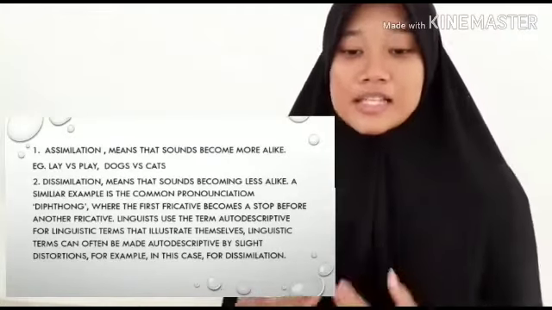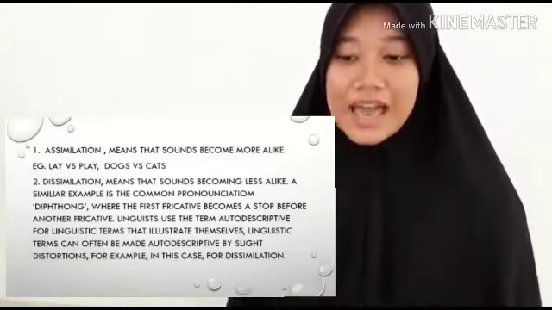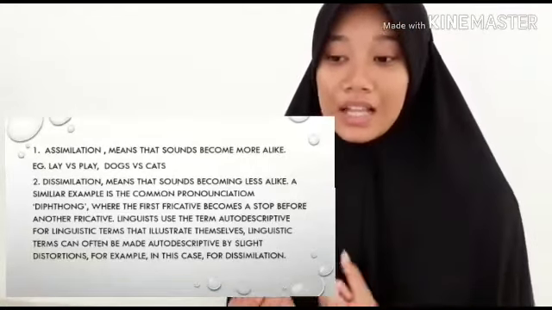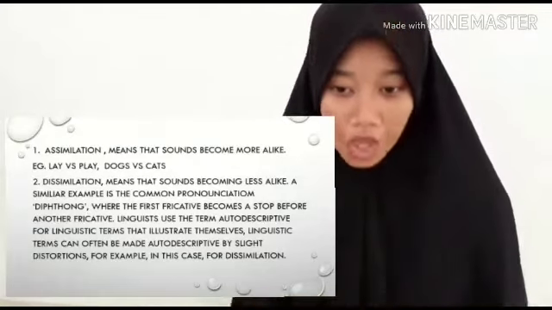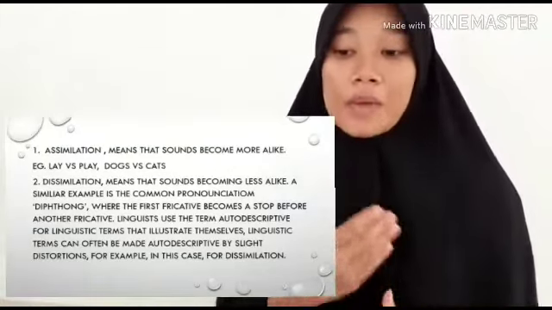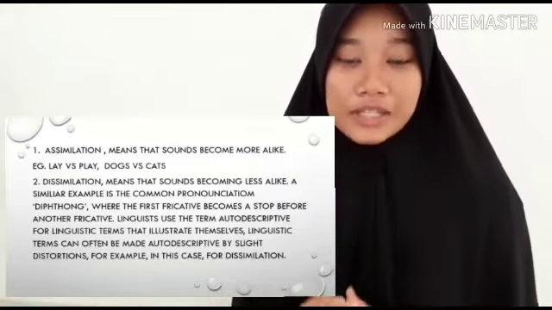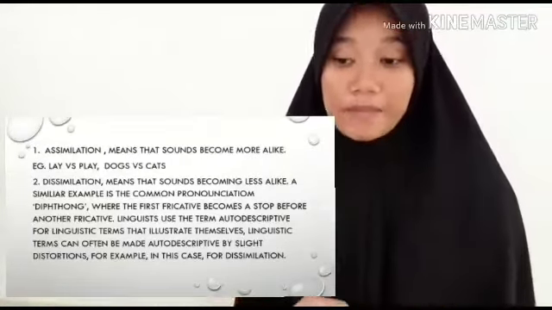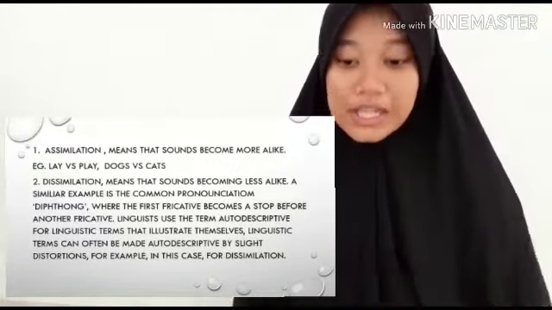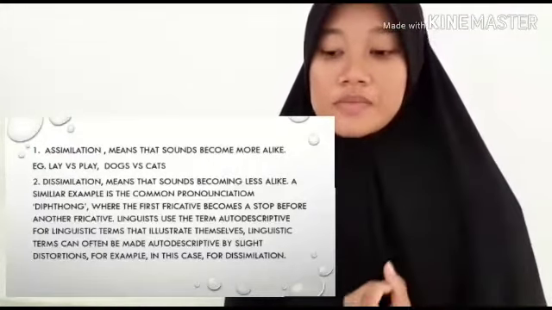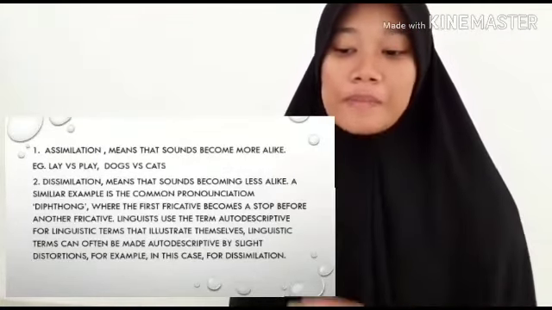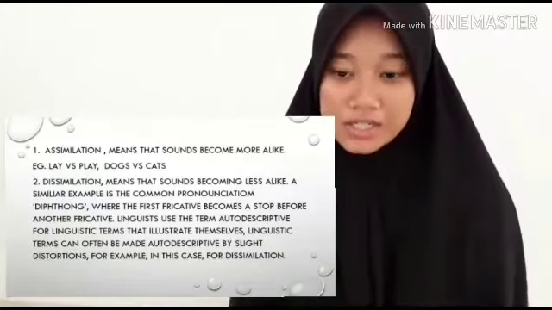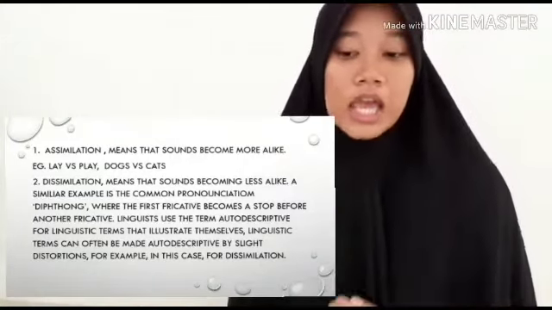And the second is dissimilation. Dissimilation means that sounds become less alike. A similar example is the common pronunciation of diphthongs, where the first fricative becomes a stop before another fricative. And linguists use the term autodescriptive for linguistic terms that illustrate themselves. Linguistic terms can often be made autodescriptive by slight distortions, for example in this case, dissimilation.